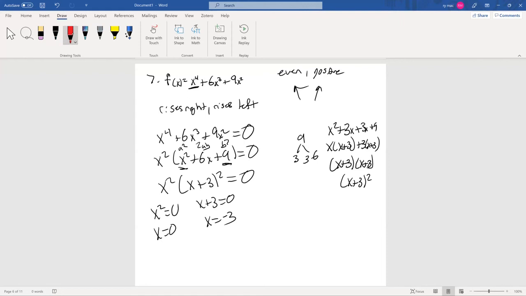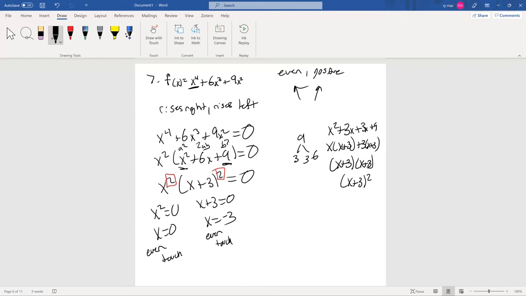One thing you have to remember when graphing a function is to look at the multiplicity. So they both are squared, which means that they both have an even multiplicity, which means they will just touch the x-axis. They won't actually cross it.